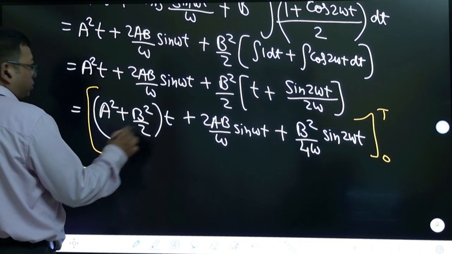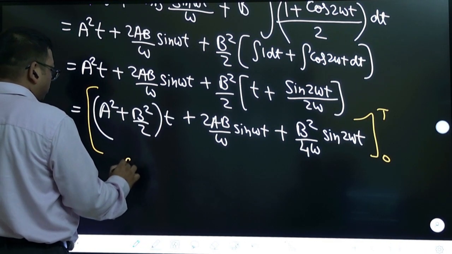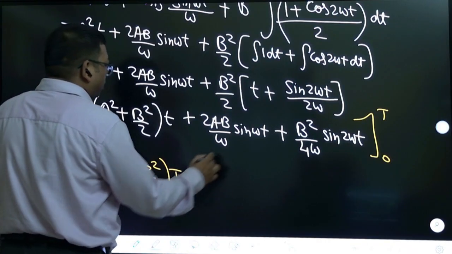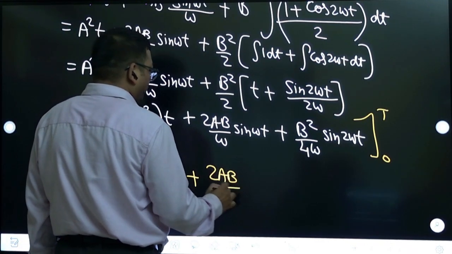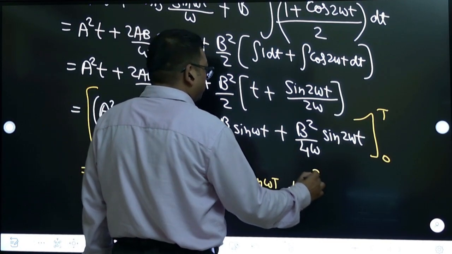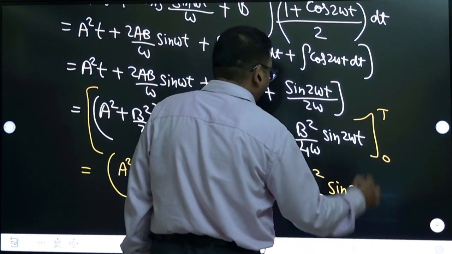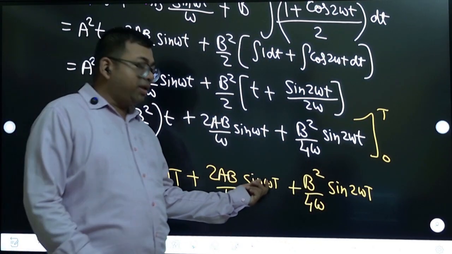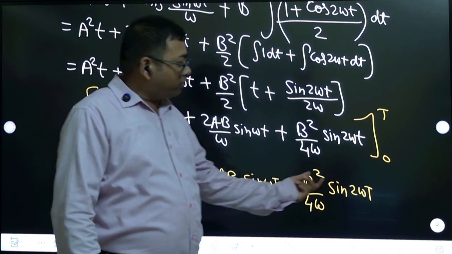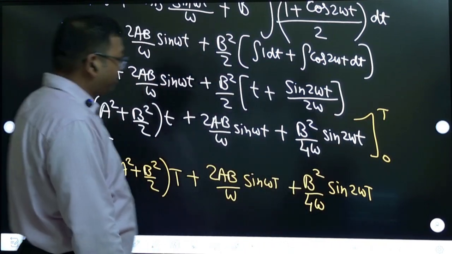So let us substitute. First, here t will become capital T, right? So (a square plus b square)/2 times capital T, plus 2ab by omega sine omega capital T, plus b square by 4 omega sine 2 omega capital T. Now you know that omega T is 2 pi, so sine 2 pi will be 0. Correct. And 2 omega T will become 4 pi. Sine 4 pi is also 0. Right.